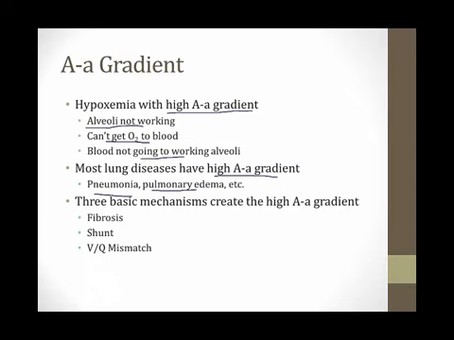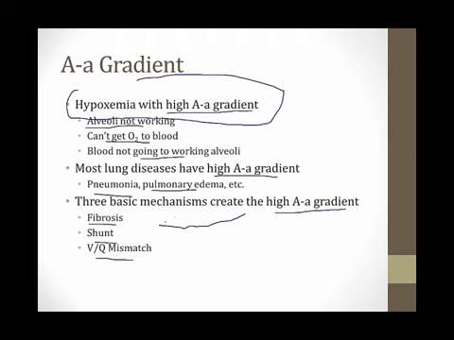And we'll talk about in the video on VQ mismatch that there are three basic mechanisms that cause hypoxemia with a high AA gradient. Those mechanisms are fibrosis, shunt, and VQ mismatch. And anytime you see hypoxemia with a high AA gradient, these are one of the mechanisms that may be leading to that pathology. And that concludes our video on hypoxia.